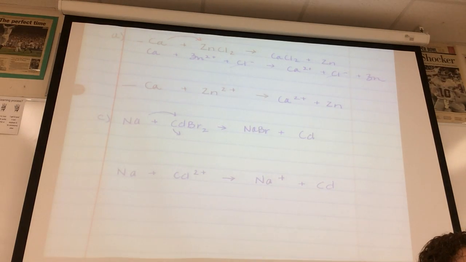Why not? So if that's 2 plus, you need 2 pluses on this side. So you need 2 sodium ion, 2 sodium. Try this one.